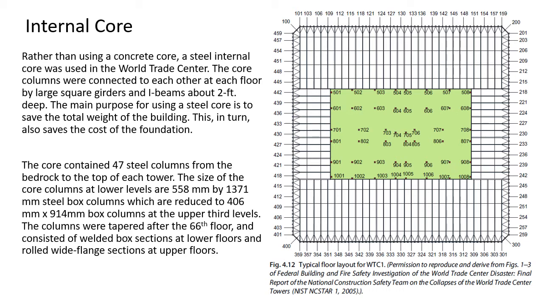The size of the core columns at lower levels are 558 mm by 1371 mm steel box columns, which are reduced to 406 mm by 914 mm box columns at the upper third levels. The columns were tapered after the 66th floor and consisted of welded box sections at lower floors and rolled wide flange sections at upper floors.